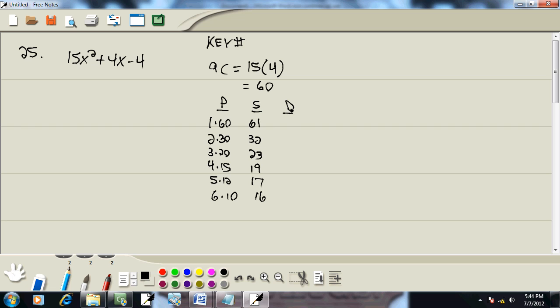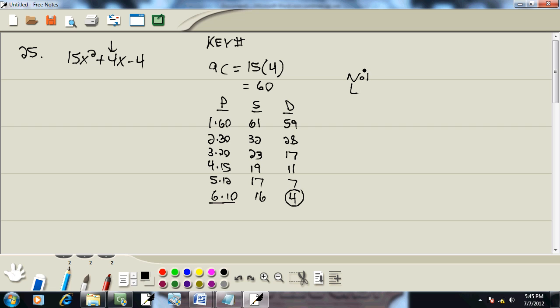In the difference column, we subtract smaller from larger. 60 minus 1 is 59, 30 minus 2 is 28, 20 minus 3 is 17, 15 minus 4 is 11, 12 minus 5 is 7, 10 minus 6 is 4. Now the number we're looking for is the number in our middle term, which is a 4, which is right here, which means we're going to use 6 and 10.